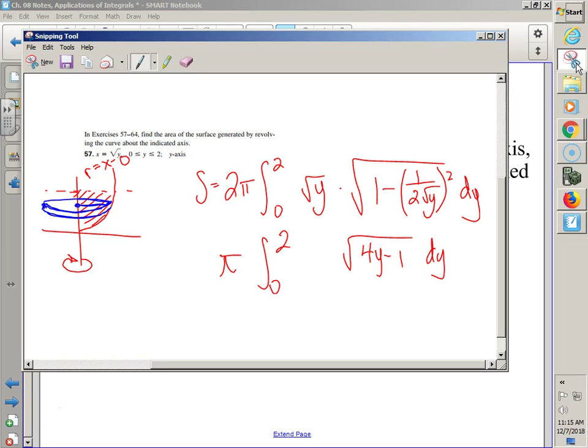So we have 0 to 2 of the square root of x times the square root of 1 minus 1 over 2 square root of x, quantity squared dx.